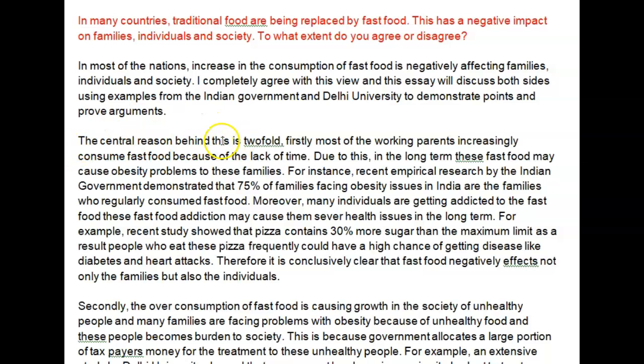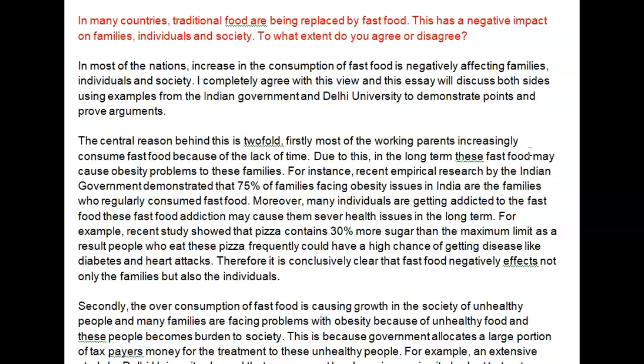So the central reason behind something is twofold. Firstly, most working parents, okay? You can't say "most of the working parents" because it's as if we know which ones you're talking about because you've talked about them already. You haven't. You're introducing them now. So most working parents increasingly consume fast food because of the lack of time. Due to this, in the long term, no, these fast foods may cause obesity problems to these families.